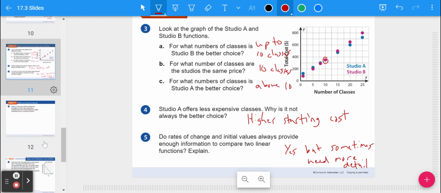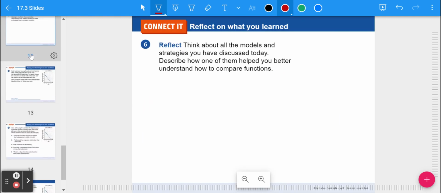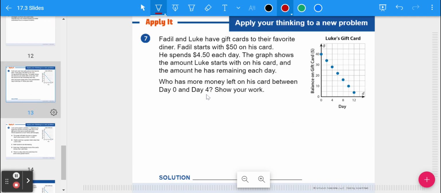So let's look at one or two other examples that follow a similar thing, where we're looking at a specific spot in time. I'm going to jump to number 7 here. Number 7 shows Fadil and Luke have gift cards to their favorite diner. Fadil starts with $50 on his card. He spends $4.50 each day. The graph shows the amount Luke starts with on his card and the amount he has remaining on each day.